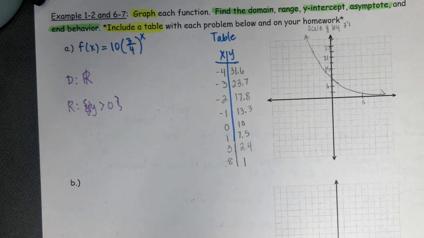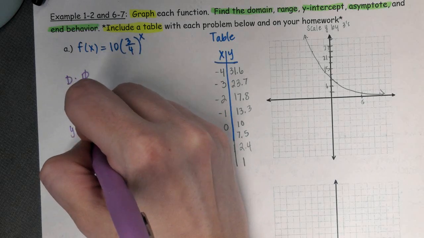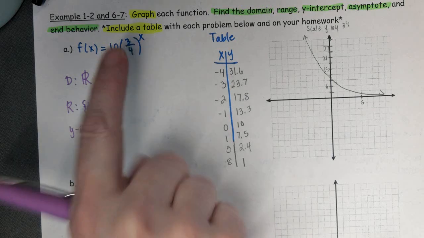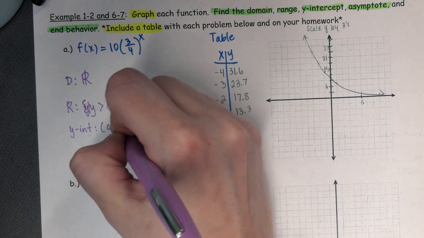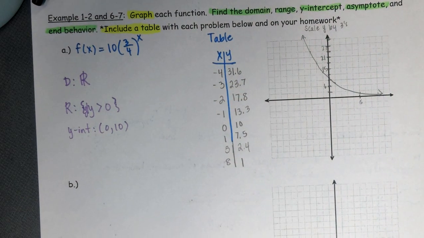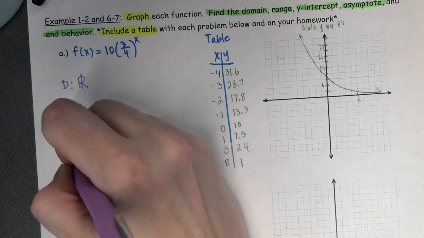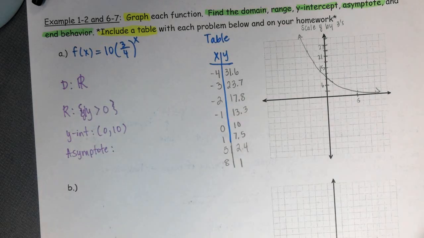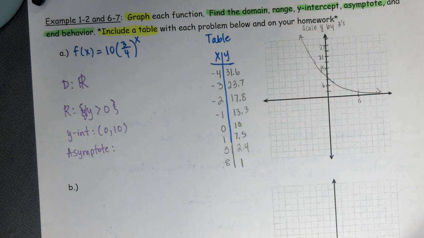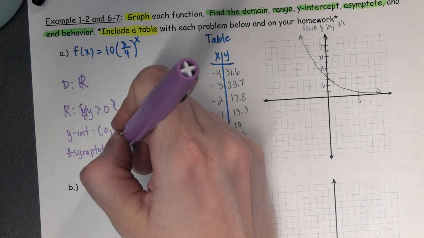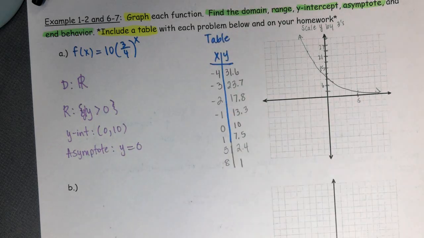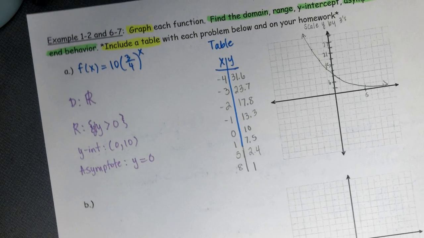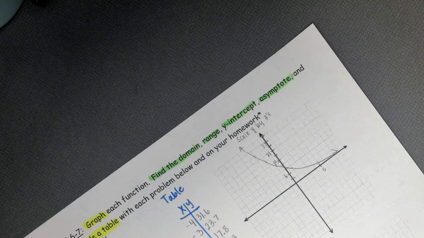So domain, range, what's our y-intercept? Yep, and 0, 10 is on your chart. Remember, this is also your y-intercept for that one. So 0, 10 is how you write your y-intercept. Okay, and then the asymptote is the number that your graph is approaching. So when we looked at the table, they were getting closer and closer to what value? 0. So y equals 0. Okay, let's put that on there, and then we'll do the end behavior together.